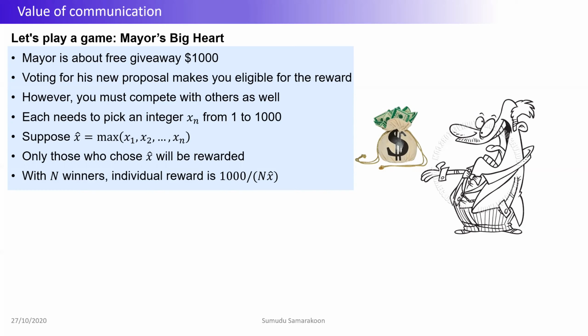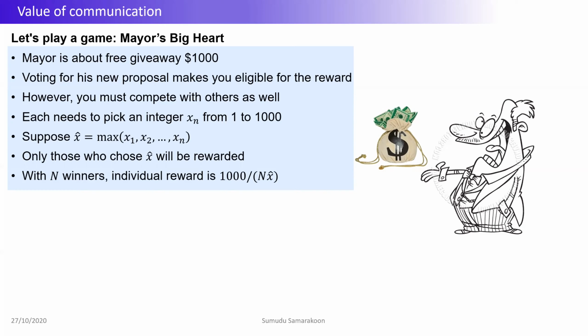Once they place this bid, the mayor will pick the maximum bid out of everybody. And those who pick this maximum value will be the ones who are rewarded. Suppose there are n winners, the n people that have placed the maximum bid. Then the individual reward is given by 1000 divided by n times x. The rest of the money he is going to keep for himself.